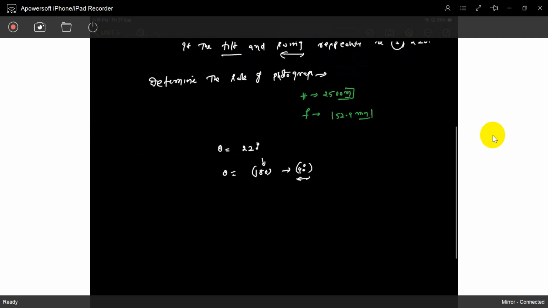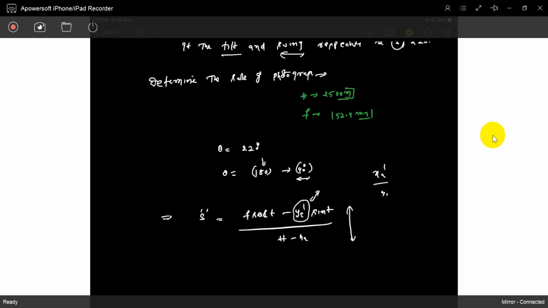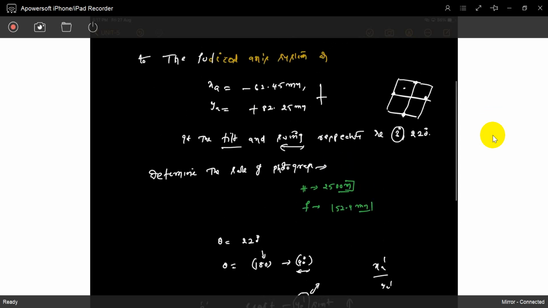So what is scale? Directly, scale is f secant t minus ya dash sin t divided by H minus ha. That is the scale in a tilted photograph. But in this, ya is there again. It is not the fiducial coordinate system, it's a different coordinate system. We have to get it first: xa dash and ya dash. These are the fiducial coordinates.